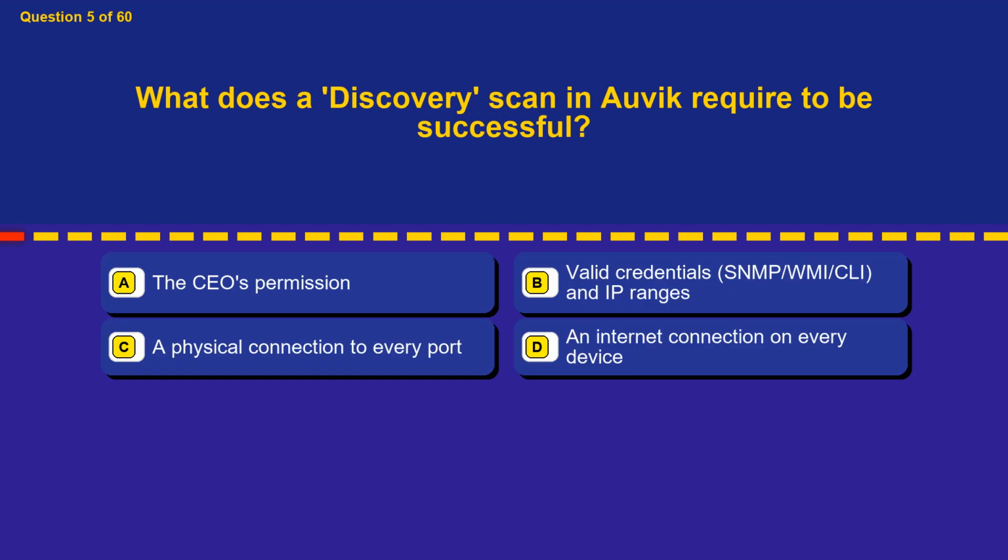Question 5. What does a discovery scan in Auvik require to be successful? Option A. The CEO's permission. Option B. Valid credentials, SNMP/WMI/CLI, and IP ranges. Option C. A physical connection to every port. Option D. An internet connection on every device.